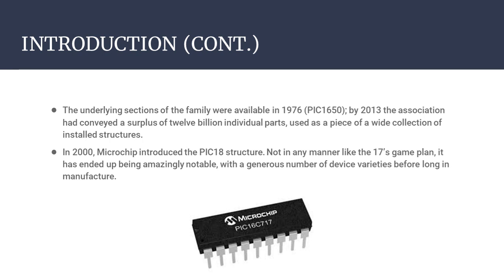Introduction continued. The underlying sections of the family were available in 1976. By 2013, the association had shipped a surplus of 12 billion individual parts used in a wide collection of embedded systems. In 2000, Microchip introduced the PIC18 structure, not in any manner like the 17's design. It has become amazingly notable, with a generous number of device varieties now in manufacture.